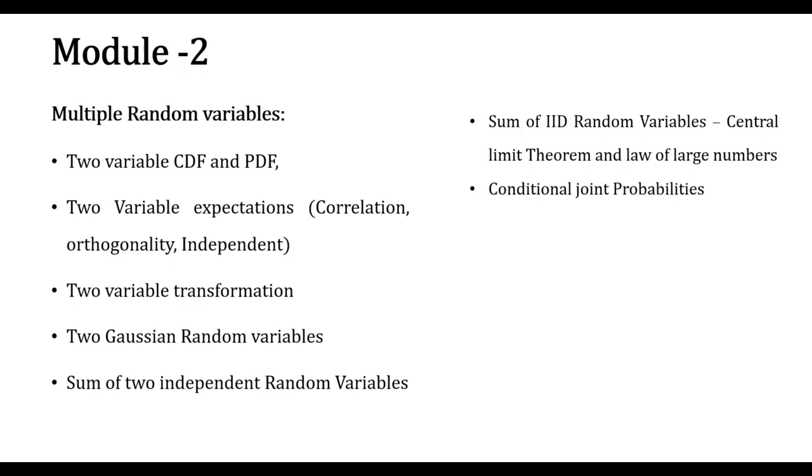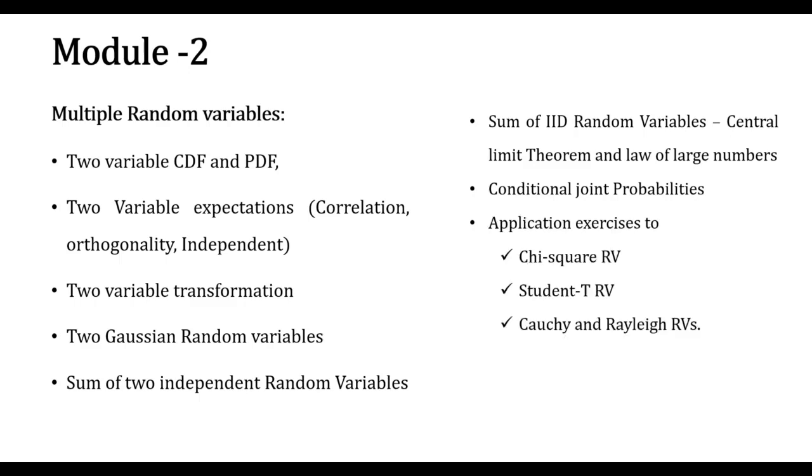Then conditioned joint probabilities. In module 1 we also studied a conditioned single random variable. Here also we will see the conditioned joint probabilities. Then application exercises to these three things, right? In the first module we discussed application exercises for the different probability distributions. Here the multiple random variables are applied with respect to the following exercises. So you do not worry. We will discuss all these things in detail.